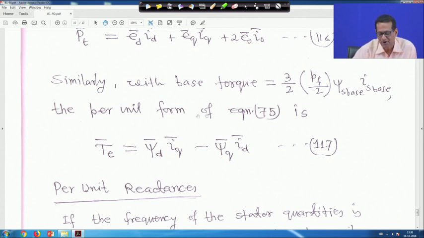So for the per unit form of equation 75, you divide equation 75 by this base torque and simply get T bar equal to psi D bar IQ bar minus psi Q bar ID bar. Same as before, psi D upon psi S base becomes psi D bar, and IQ upon IS base becomes IQ bar. Similarly, psi Q upon psi S base becomes psi Q bar, and ID upon IS base becomes ID bar. So all are per unit, everything remains the same, and this is your equation 117.